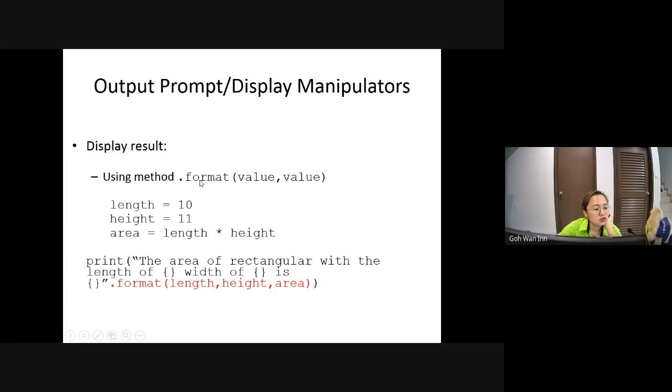Okay, so using the dot format method, like value and value. So length equal to 10, height equal to 11. So area equal to length times height. So print the area of rectangular with the length of this and width of this and this is, then you call dot format length, height, and area. So these three will be filled out in these three brackets. Length will be filled out here, height here, and the area here. So this is how you use the dot format method.